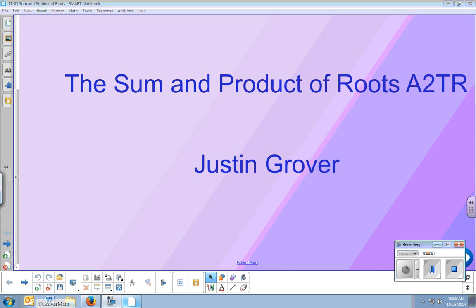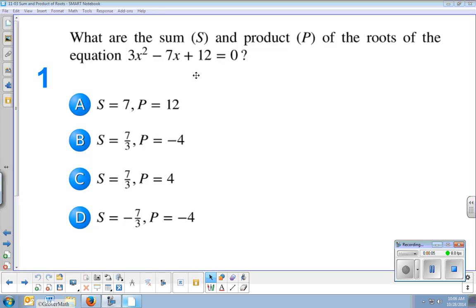Algebra 2 trigonometry, the sum and product of the roots. What are the sum, s, and product, p, of the roots of the equation 3x squared minus 7x plus 12? We have two formulas that we need to really use for the sum and the product for the roots.